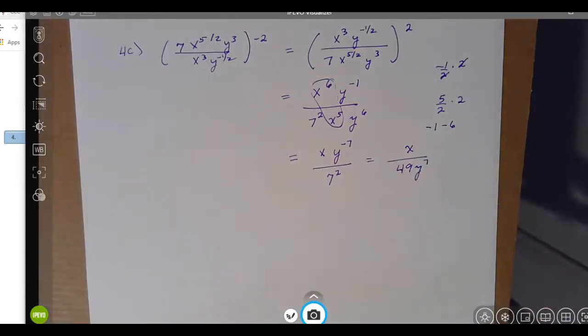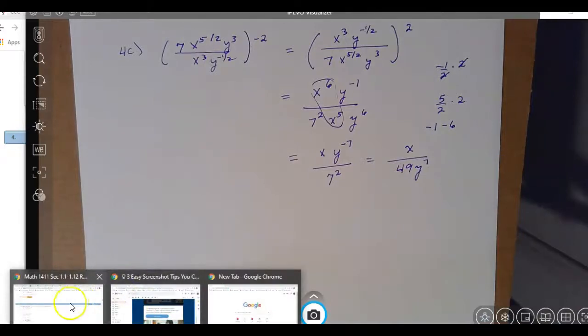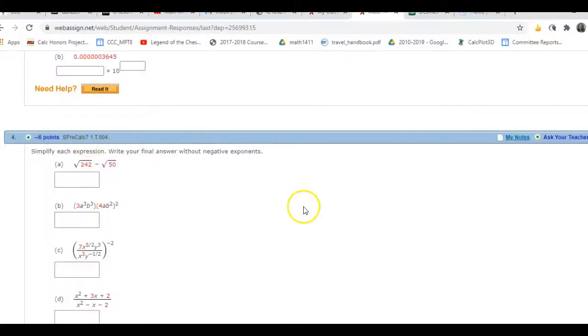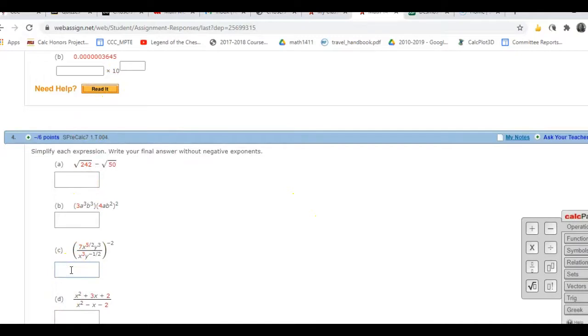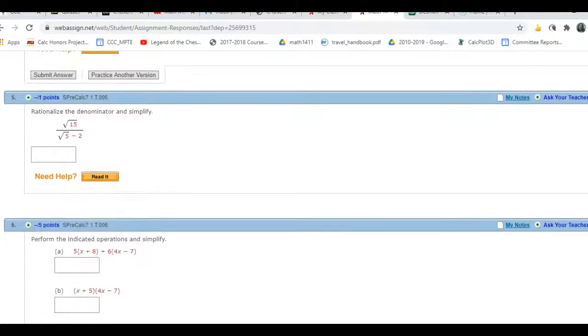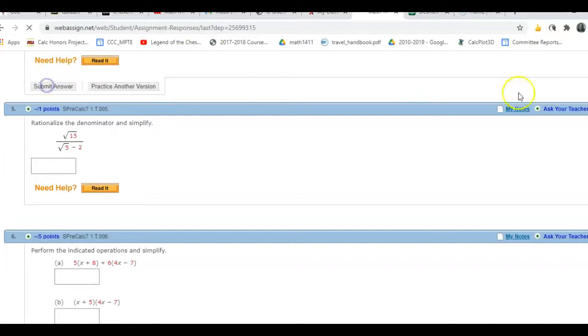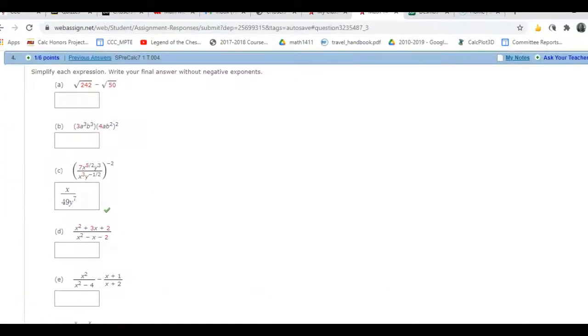So I'm going to switch to WebAssign here and input my answer and see how we did. Let's see, it's this one. We have x divided by 49, y raised to 7. And you can check your answer. You're going to have multiple attempts for each part, so you can check each part as you do it.